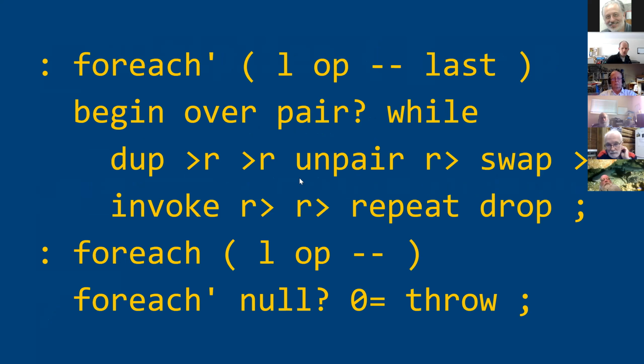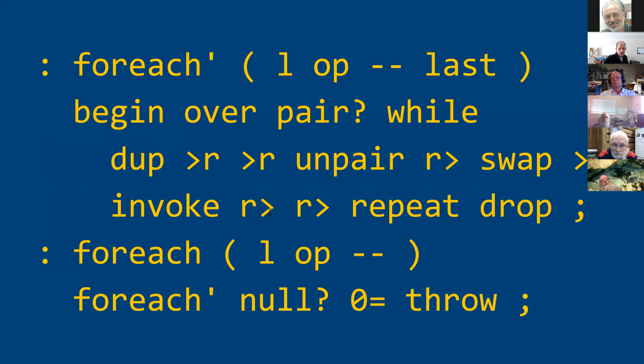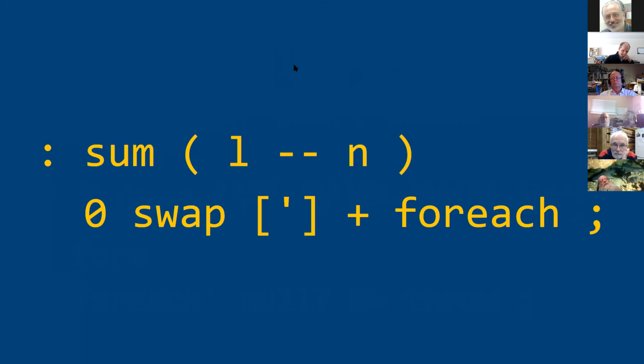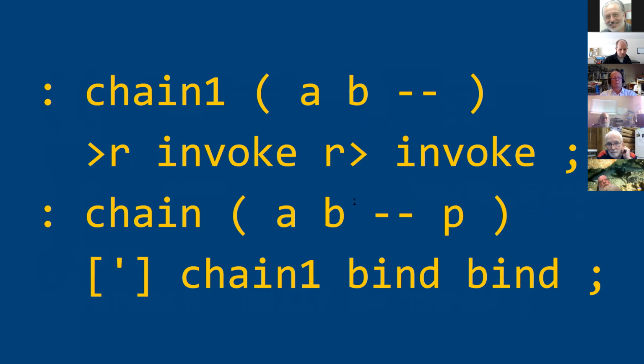I won't go into the details here, but you can build up a for each operation. This for each operation will take a list and an operation, which is something to invoke, and it will invoke that operation on each element of the list. So for example, you can create a summation by starting out with 0, swapping that around to get your list out from underneath, and then doing a for each on it where you do add, and that goes down the list, adding to the sum. And then you can sum a list in this way.